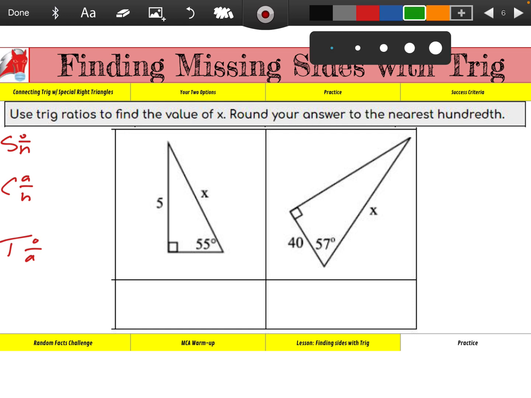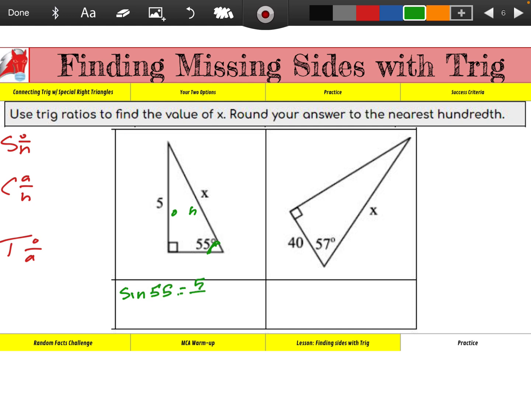First one, I have, in this case, here's my reference, opposite hypotenuse. So that's sine. So sine of 55 equals 5 over x. Again, what you're saying is that sine 55 has a very specific ratio. I know one piece of that ratio. What does the other piece have to be to make it work? And in this case, because it's on the bottom, I'm flip-flopping. So really what I'm putting in my calculator is 5 divided by sine 55.